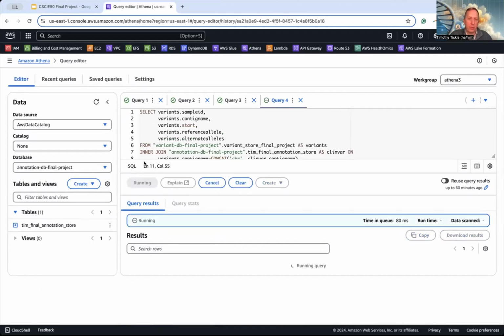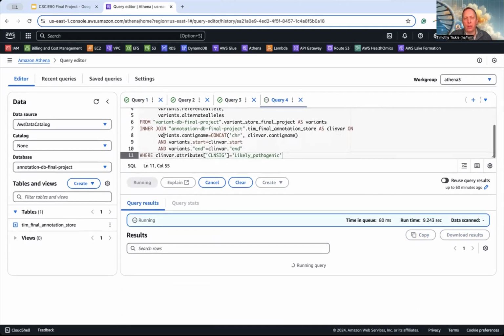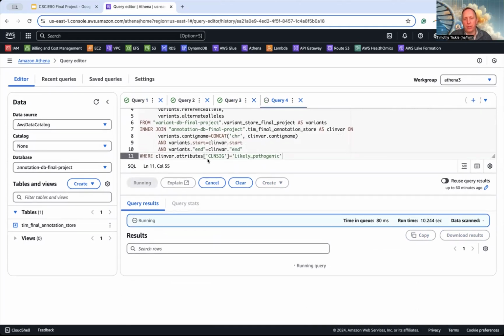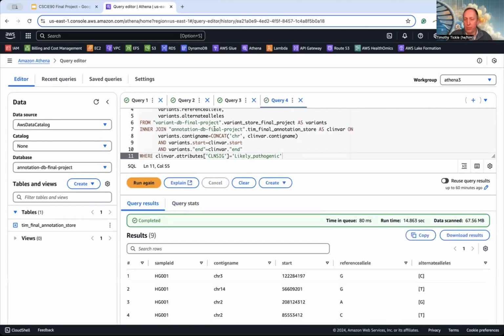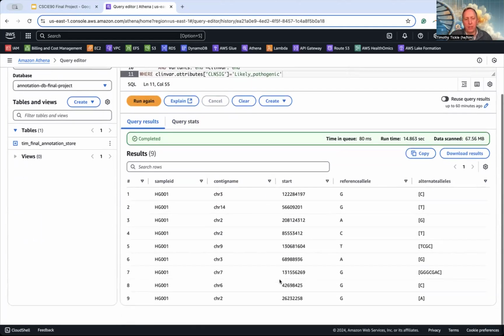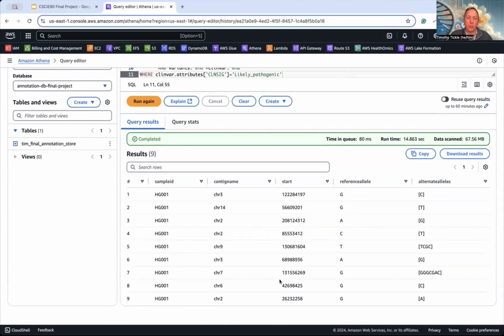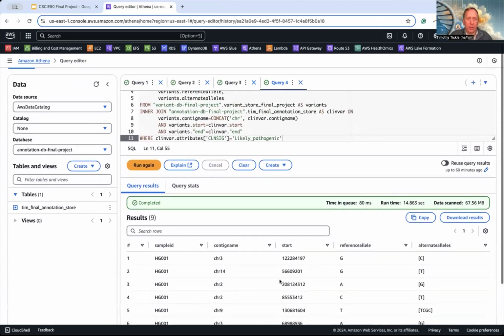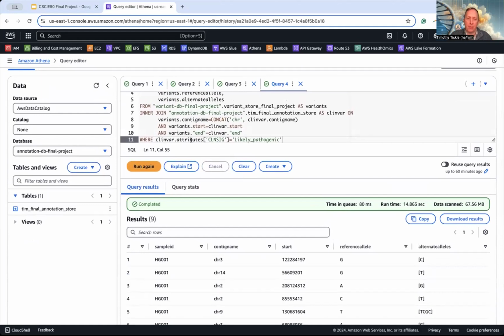For this query, what we're looking at is, if you take all the different variants in the sample and you join them with the locations in ClinVar that are considered to be likely pathogenic, what are the results? And so we get here 9 different mutations that are considered likely pathogenic. And that query uses both tables combined together.